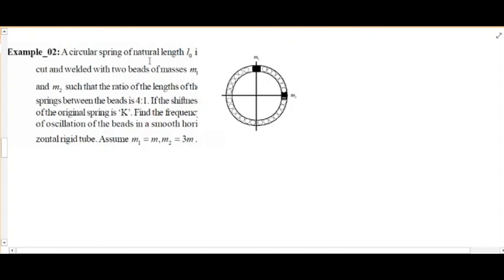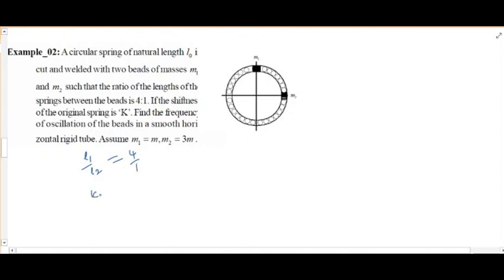See, here is another question. A circular spring of natural length L0 is cut and welded with two beads of masses M1 and M2 such that the ratio of the lengths of the springs between the beads is 4:1. If the stiffness of the original spring is K, find the frequency of oscillation of the beads in a smooth horizontal rigid tube. Mass M1 is M, M2 is 3M. Here the spring is cut in the ratio 4:1. Therefore L1 by L2 is equal to 4 by 1.